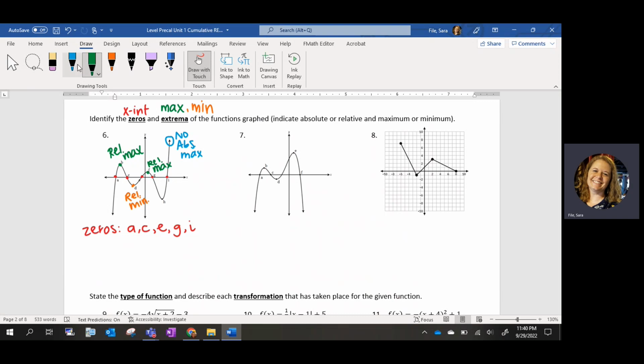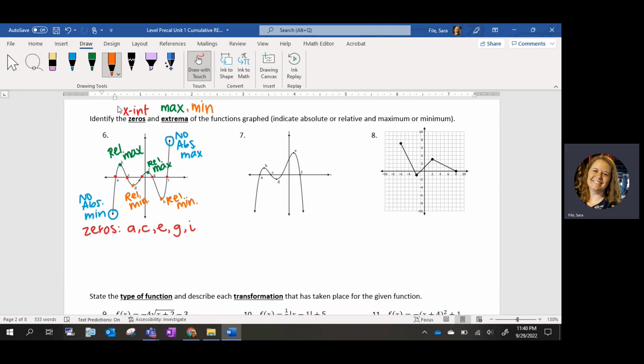Okay, same idea for minimums. This graph goes down forever, so there is no absolute minimum. So all of these minimum values that we see, so H is another minimum, that one must also be relative.